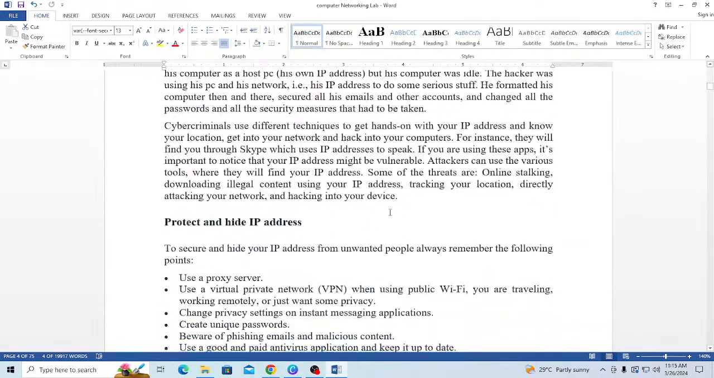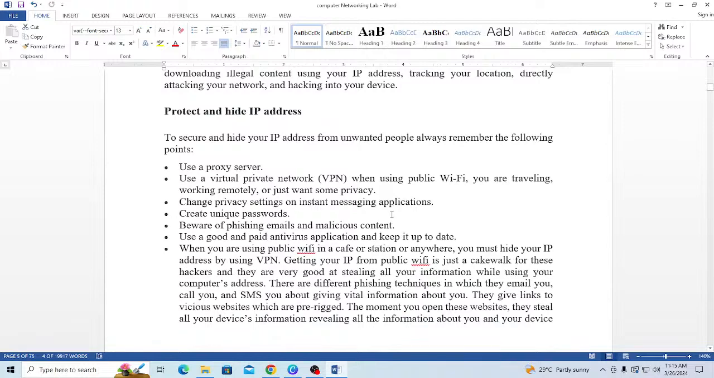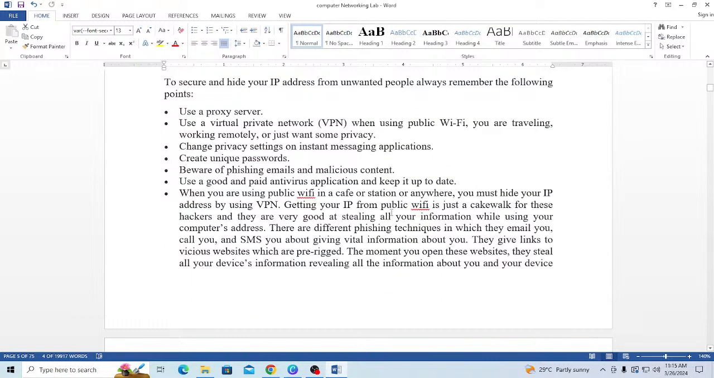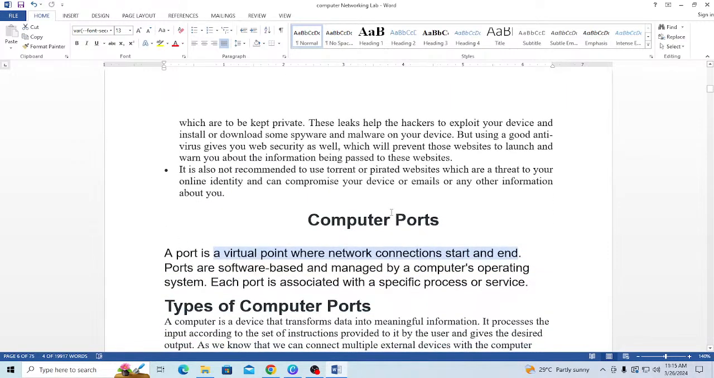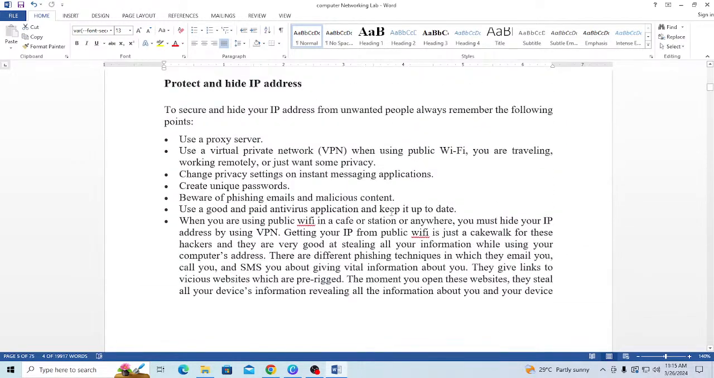Actually, I am providing full notes of IP address. You have to read these notes. I am sending these notes to you. So based on that, we have to read and maintain the lab work.